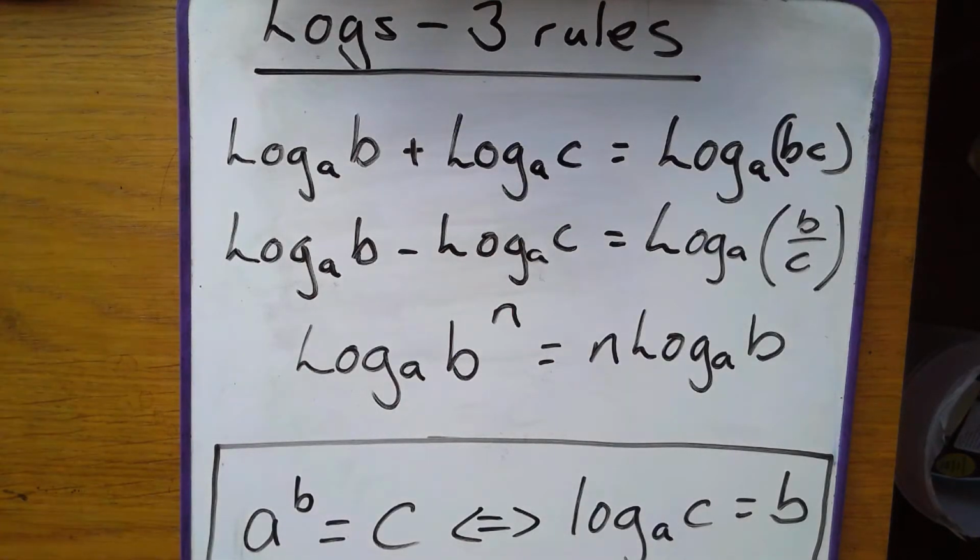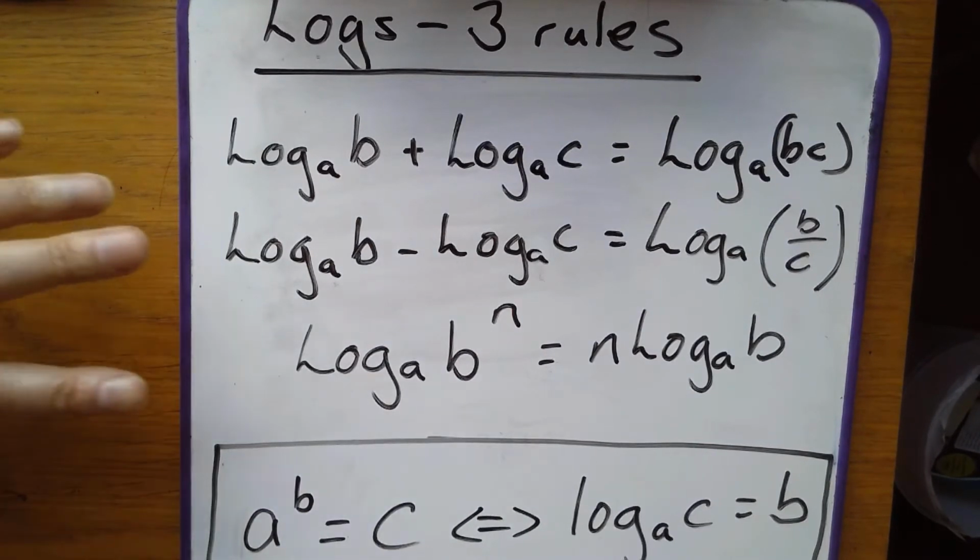Okay, so continuing our little journey on logs, we're now going to talk about the three rules of logs. So we know about the definition of logs, so what a log is, that we can convert between index form and log form. So if log base A of C equals B, then A to the power of B equals C, and vice versa. So being able to convert between the two notations is really important.